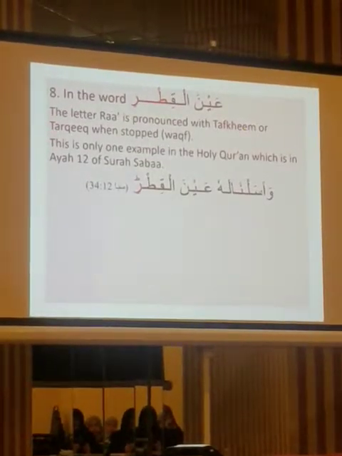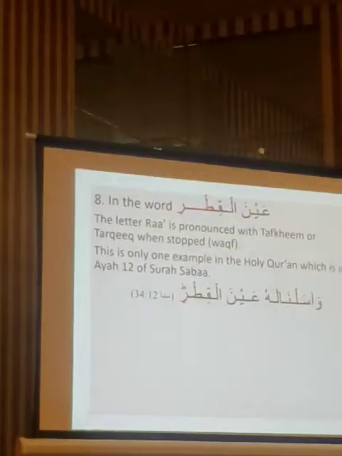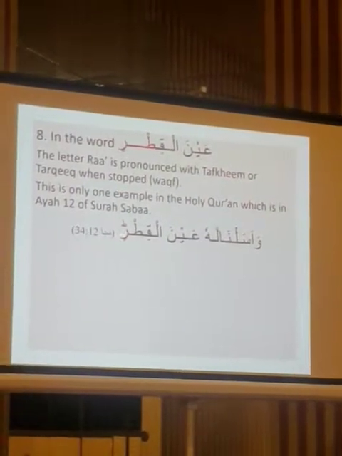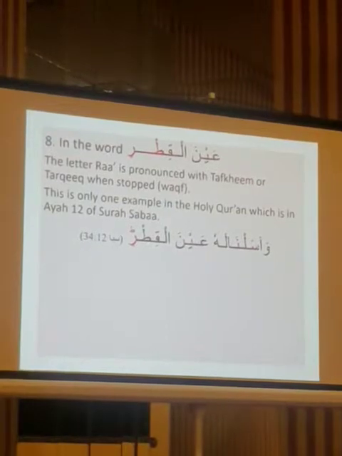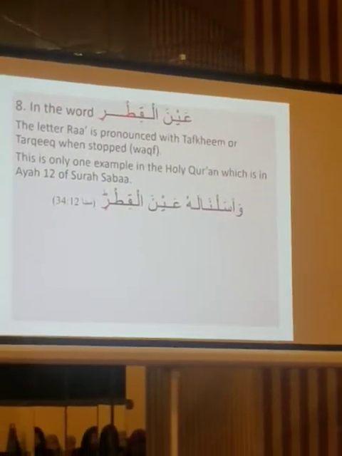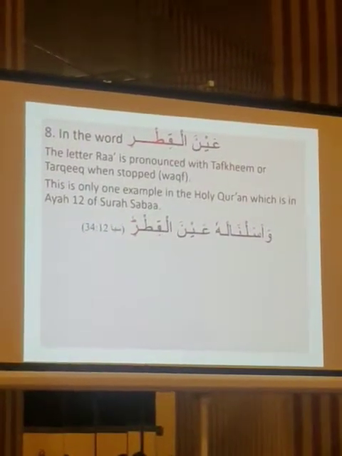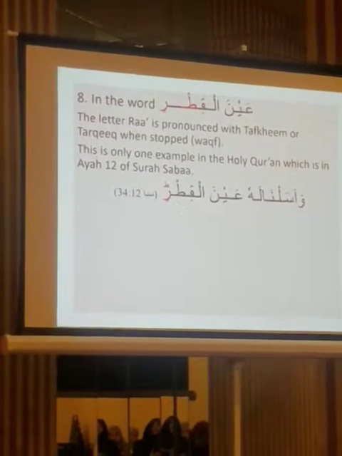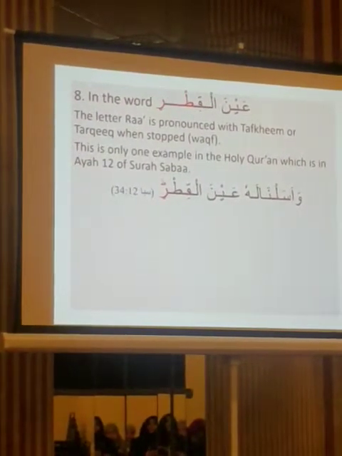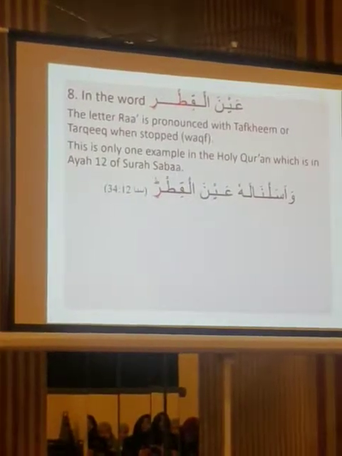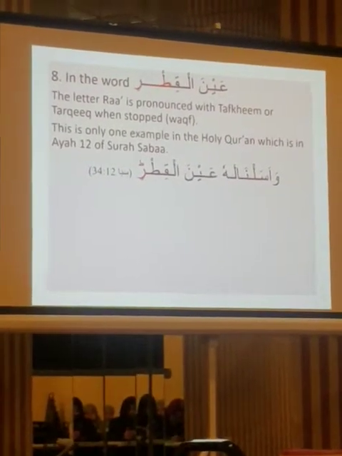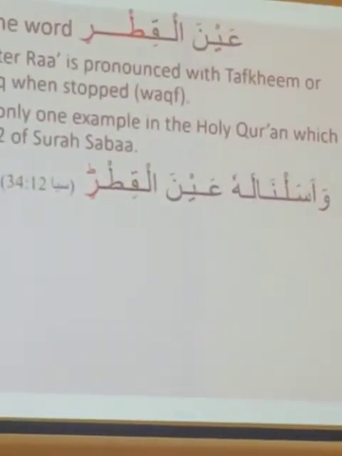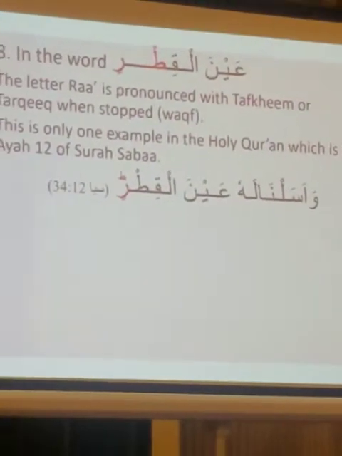And this is the example here that when it's recited, stop, this is actually a stop here. It's a jaiz stop. Jaiz stop. And so therefore, if you're stopping here, this is actually how it will be recited. We recite the tafkhim or tarqiq. This is another example. عين القطر or عين القطر قطر. That's thin. قطر is also thick. وأسلنا له عين القطر.